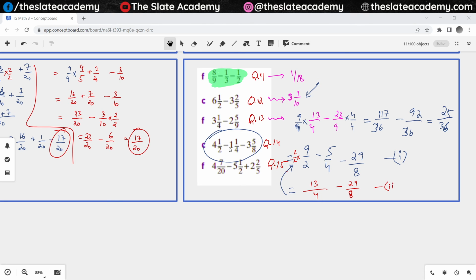Miss Anam, do you understand till step number 2? Miss Noor, do you understand till step number 2? Which step, 1 or 2? So what I did was, did you understand step number 1? The three fractions that I got.